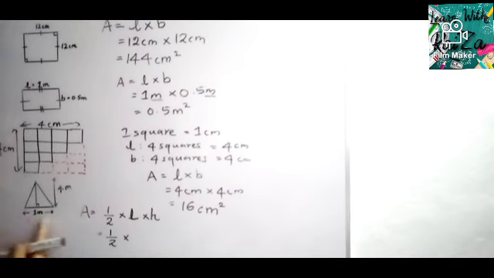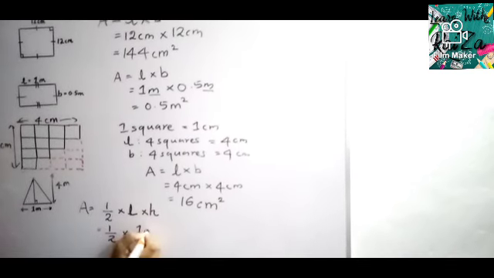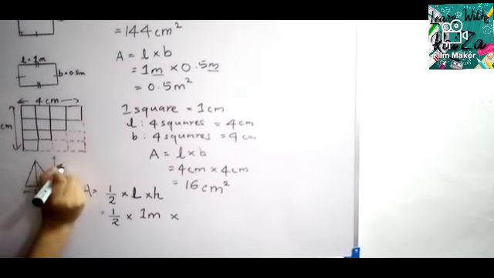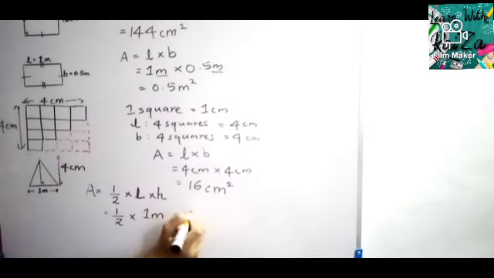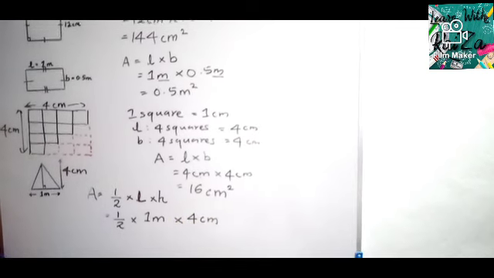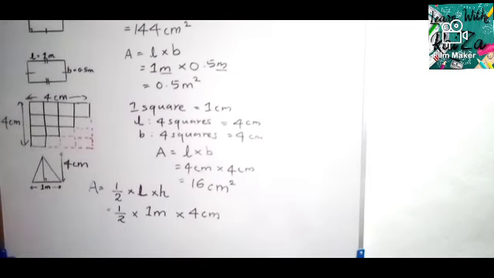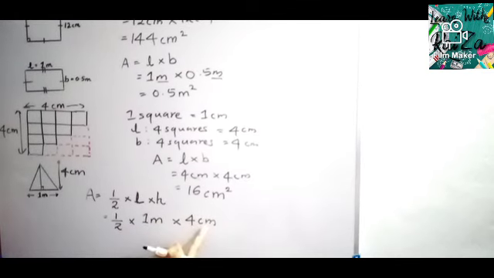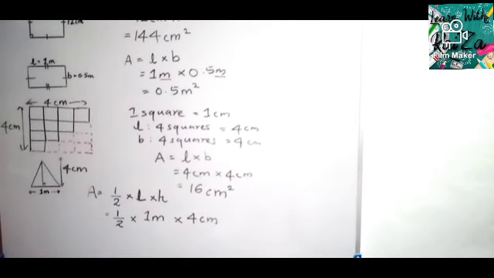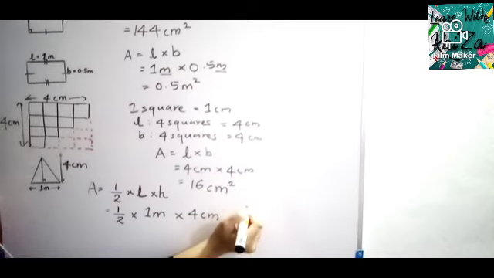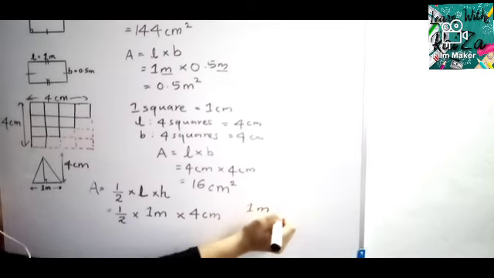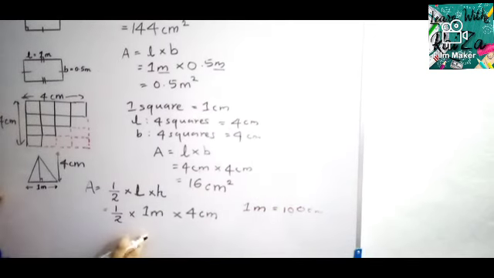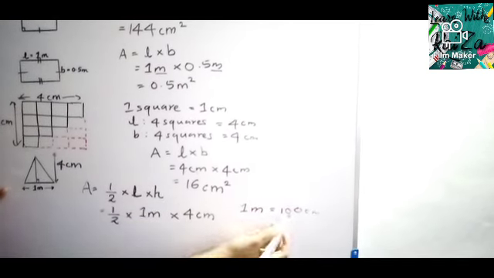Now half, okay, right. What is the length or the base? 1 meter. What is the height? I'll take here 4 centimeter. Okay, 4 centimeter is the perpendicular height. But when the units are different, learn to convert the units first to the same unit. So I am converting centimeter to meter. Okay, 1 meter is equal to 100 centimeter. Okay. Even if you want, you can take this as here.